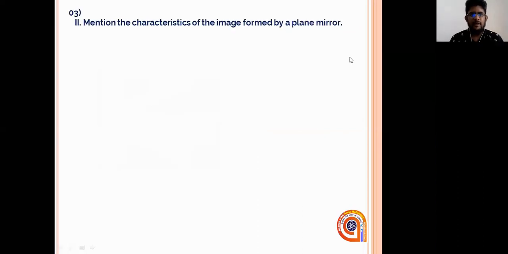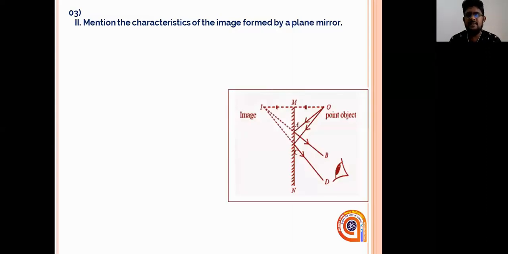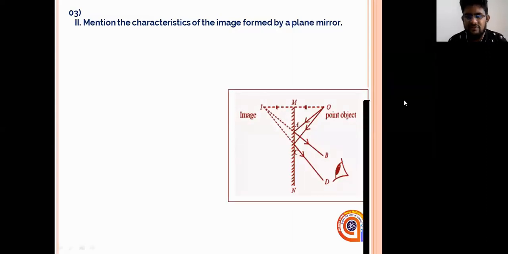So next we are going for part 2. Mention the characteristics of the image formed by a plane mirror. You see here, this is a ray diagram I have given for you. So according to this, what are the characteristics of the image formed by a plane mirror? O is the point object and the image formed is I. When this image is formed, just imagine you are standing in front of a plane mirror. Your height will be the height of the image. That means the object size is equal to the image size. And the distance between you and the mirror will be equal to the distance of the image and the mirror too. So that is object distance is equal to image distance.